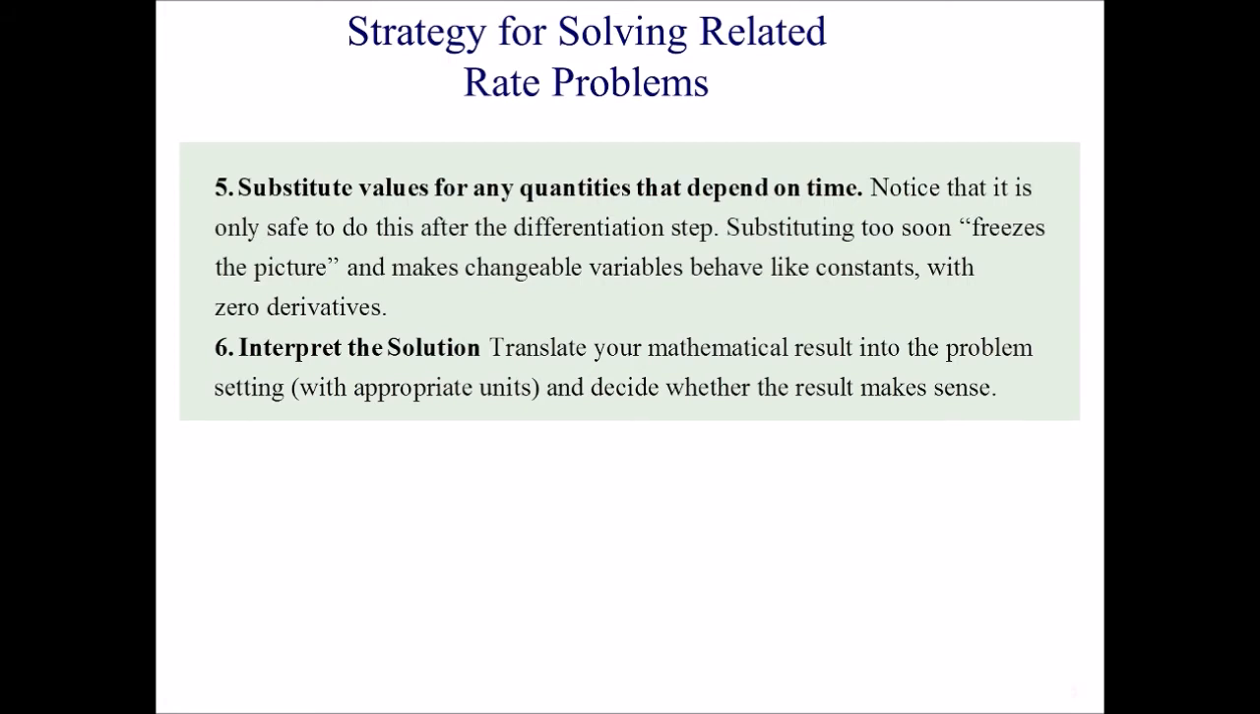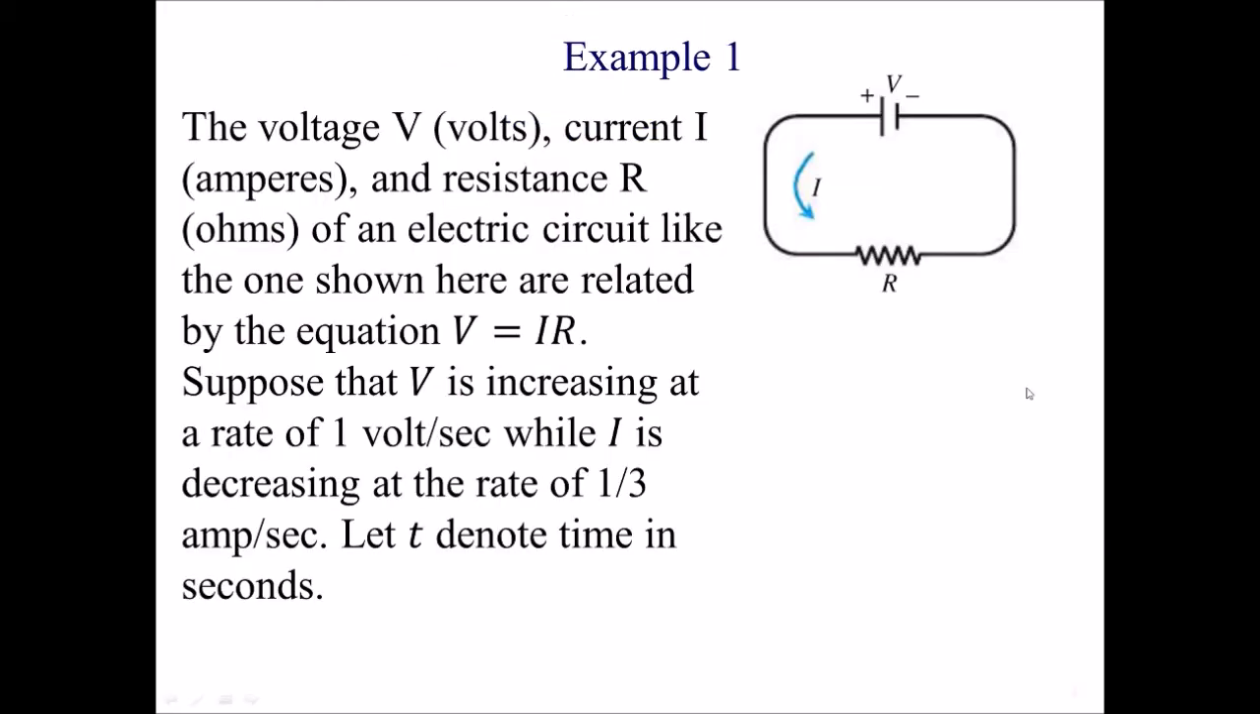Fifth, substitute values for any quantities that depend on time. And the last thing is always interpret your solution. So our first example: the voltage V measured in volts, current I measured in amperes, and resistance R measured in ohms of an electric circuit like the one shown here are related by the equation V equals I times R.